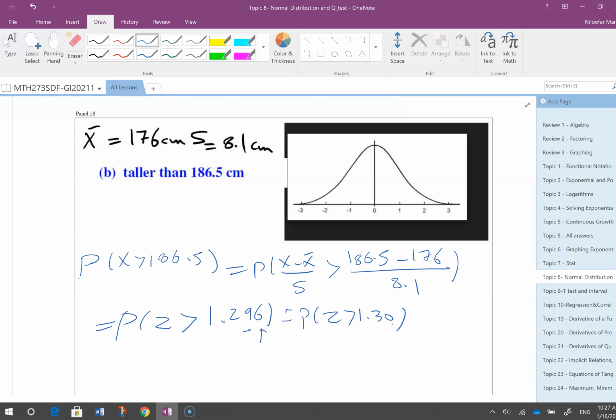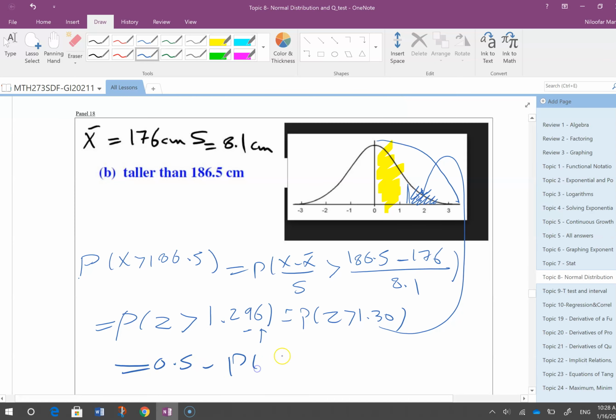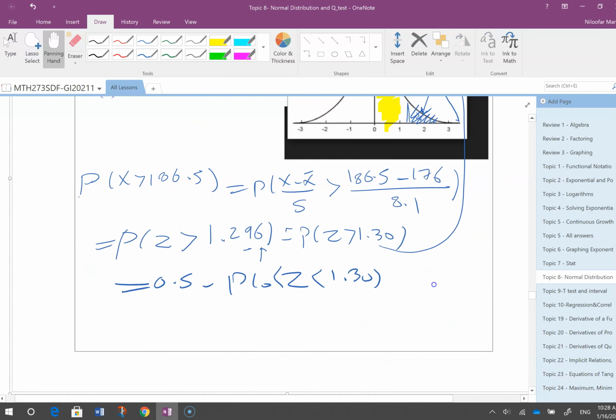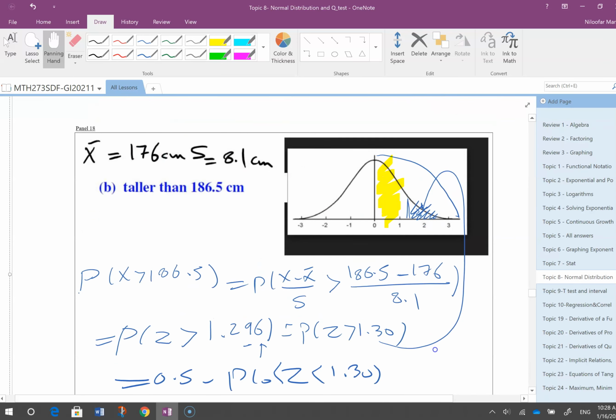Probability more than this. Where is it? It is here. I am talking about this part. What can I do now? Can you answer using the previous question? I did that intentionally so that now you can answer this. See, this blue part is half minus this, which is half minus probability z from 0 to this. What is the answer for that part?